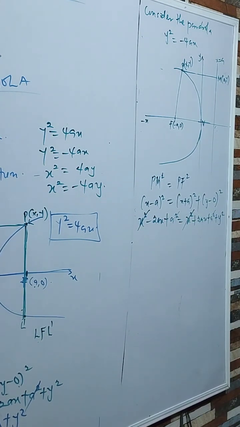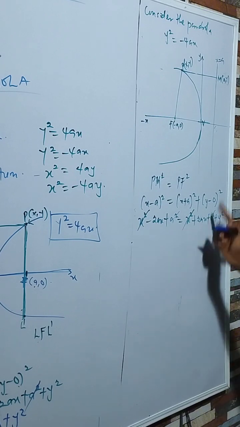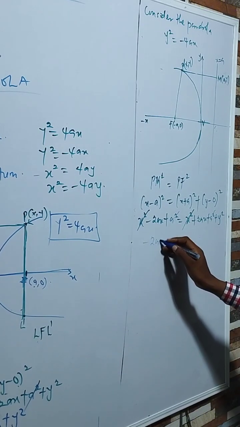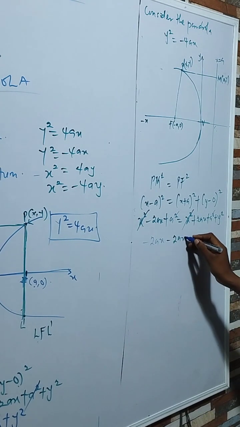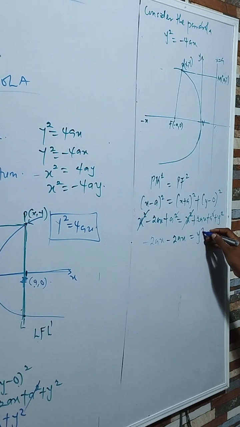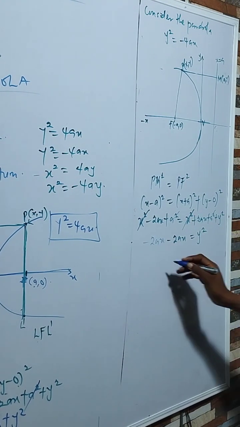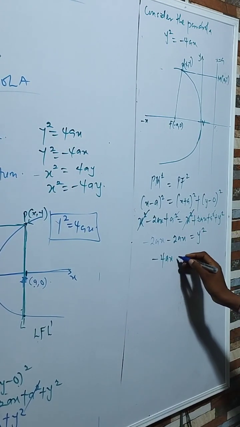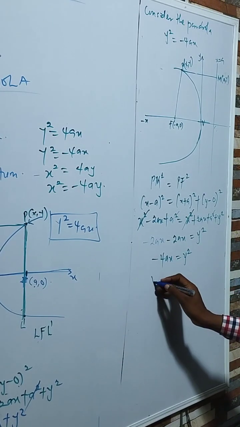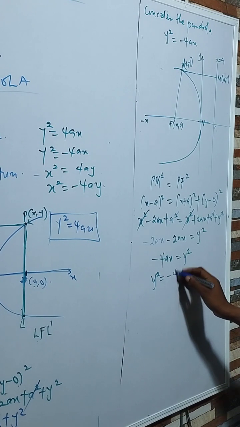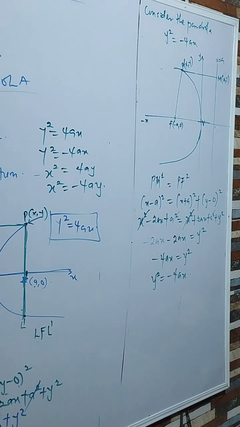So what are we going to end up having? Taking this to the other side, we have minus 2ax minus 2ax, which is minus 4ax, equals y squared. So rewriting this, y squared equals minus 4ax.